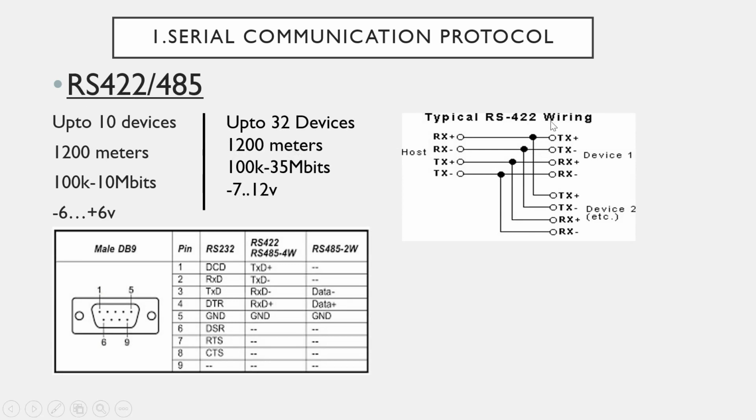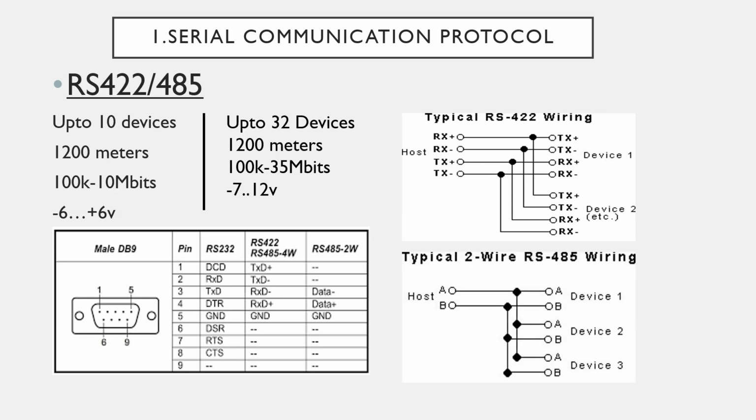This is the RS422 wiring diagram. RS422 has 4 terminals, TX plus minus, RX plus minus. RS485 4 wire has the same wiring diagram. But for RS485 2 wire combination, it has 2 wires. One is called A and B, also called data plus and data minus. Data plus is the B terminal and data minus is the A terminal.